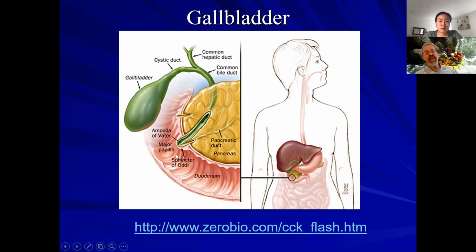Well, I did want to say that CCK also affects the gallbladder. That same CCK that's going to the pancreas also acts on the gallbladder, stimulates the gallbladder to contract. Because it's a very muscular organ, when the gallbladder contracts, it squirts the bile that's stored and concentrated through this duct called the cystic duct into the common bile duct and then out.